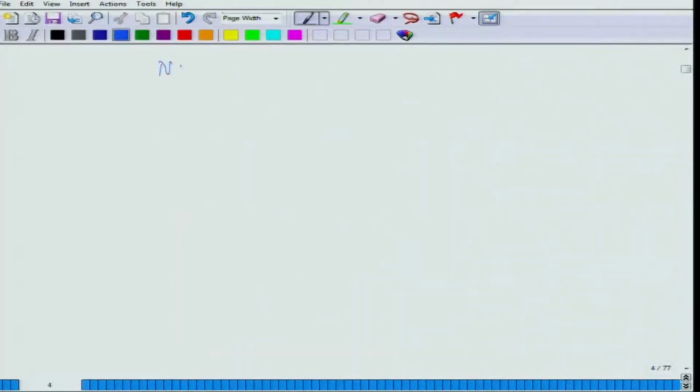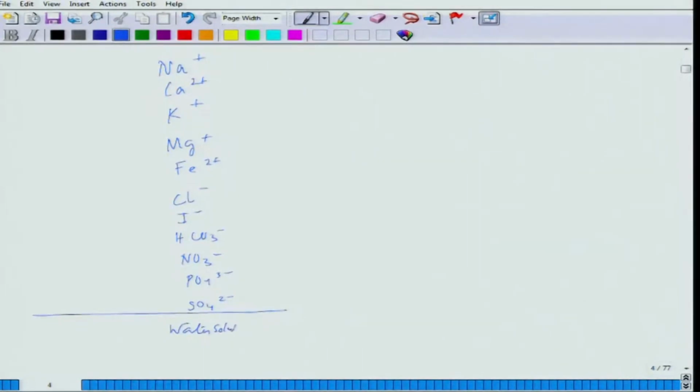Essentially we have sodium, calcium, I am only talking about the major ones, potassium, magnesium, iron, chloride, iodine, HCO3 minus, NO3 minus, PO4 3 minus, SO4 2 minus, and after this list you have water soluble vitamins and fat soluble vitamins, which include A, D, E and K, B and C.